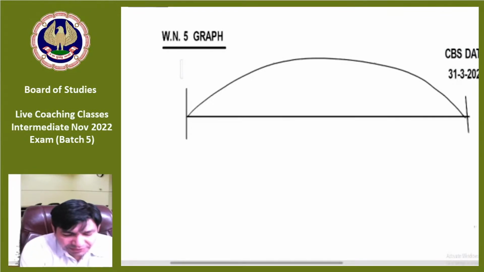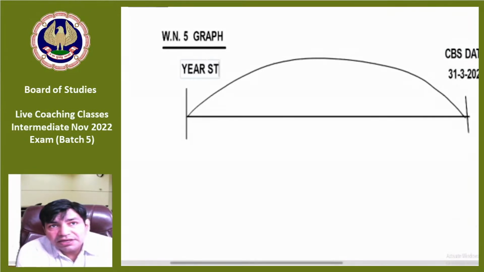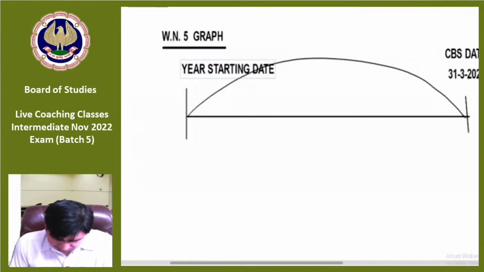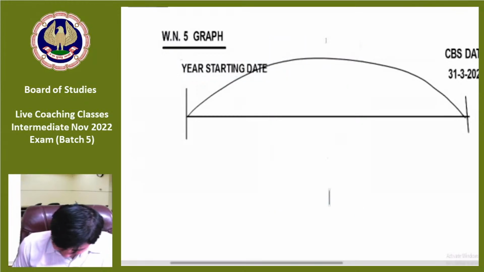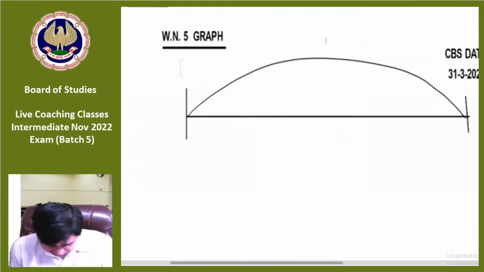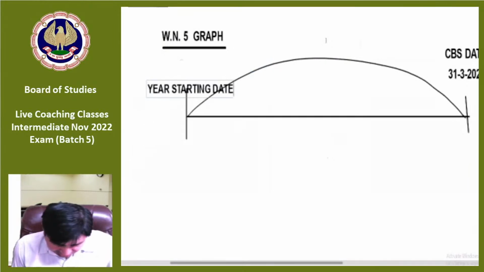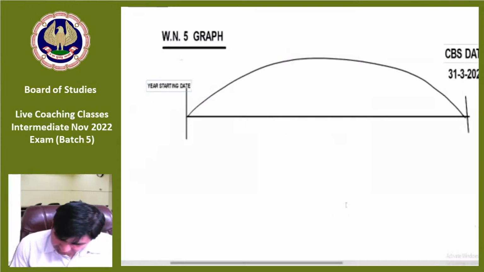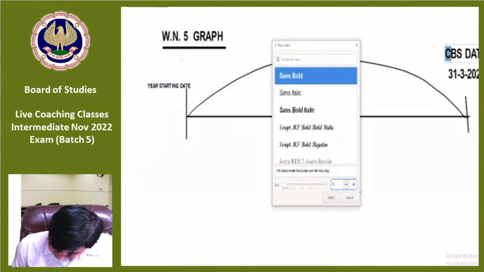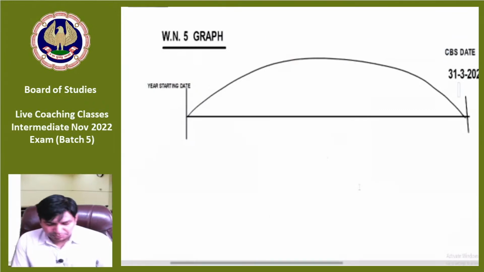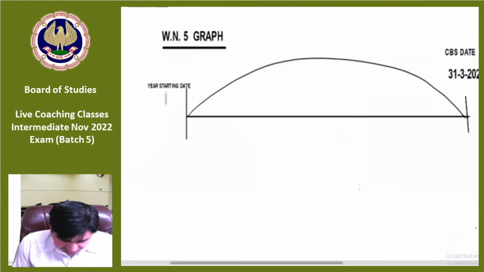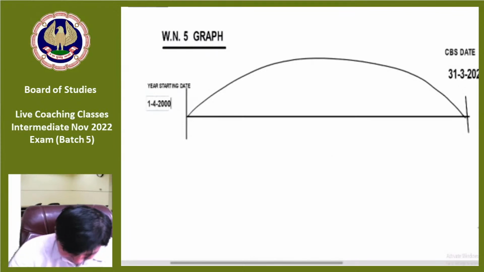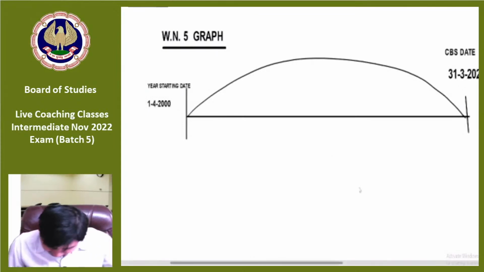Beta, it is what? Year starting date. Okay, beta. It is year starting date. And this is the consolidated balance sheet date. Now, please be focused. This is 1/4/2020. Beta, see what the question is giving to you.